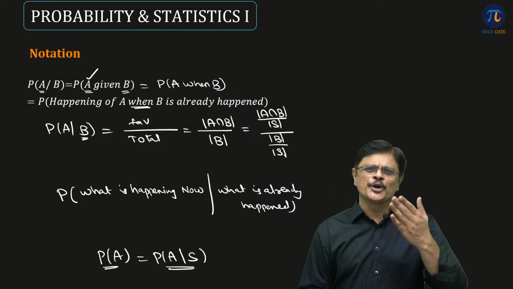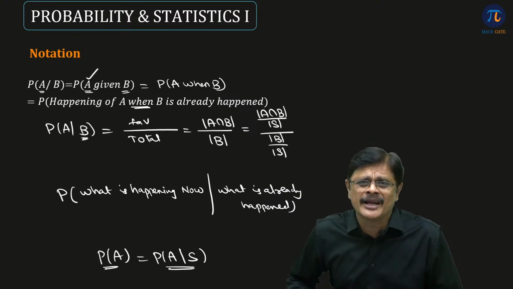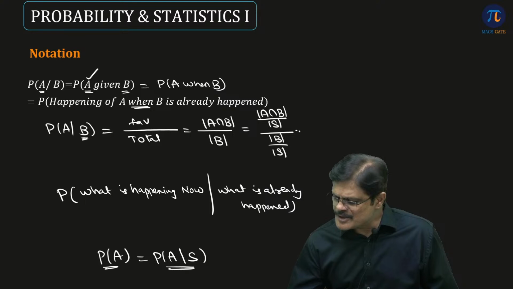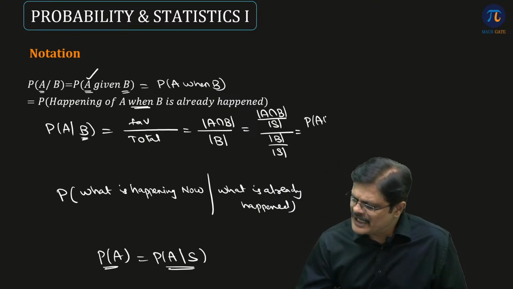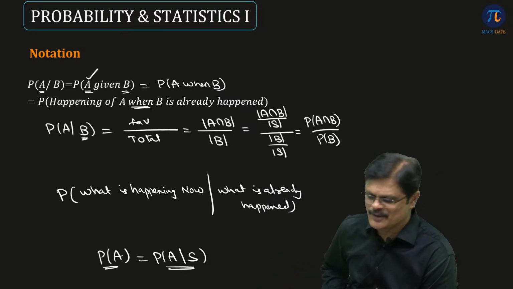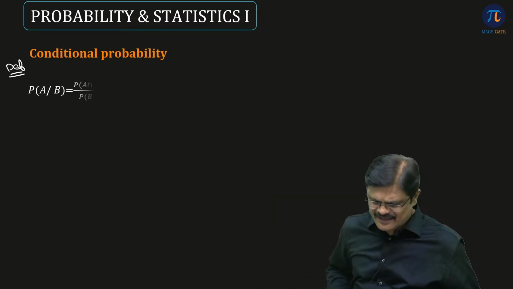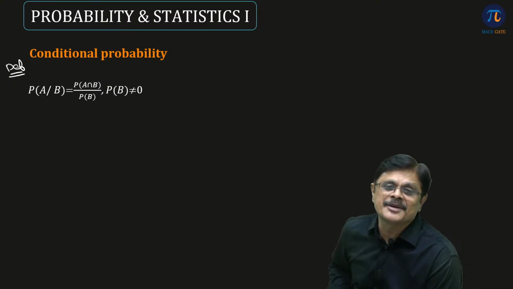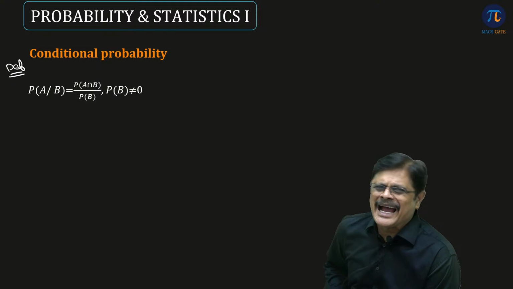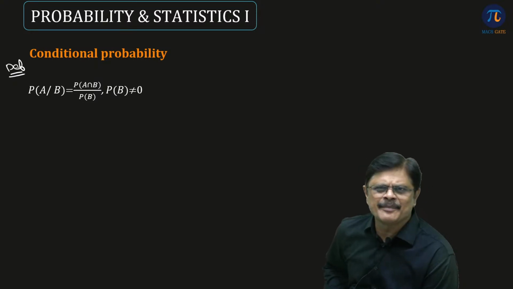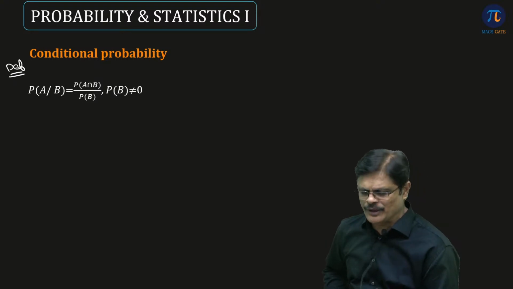I am just dividing numerator and denominator by the number of elements in the sample space, which gives me probability of A intersection B by probability of B. So that is exactly what happened here, my dear friends. That is how we get this definition: probability of A given B is probability of A intersection B by probability of B. Actually, you can say number of elements in A intersection B by number of elements in B. That is also absolutely fine. From that only you get this formula.